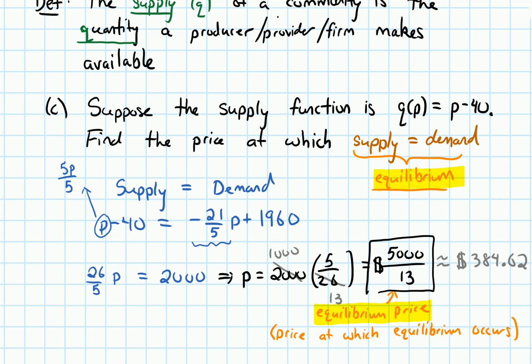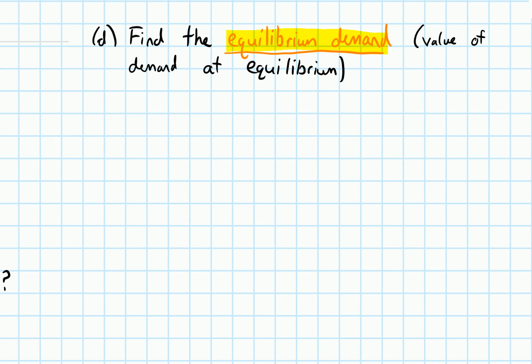So let's do another part to this example. In part D here, we want to find what's called the equilibrium demand. And that's the value of the demand. It's what the demand is at equilibrium. Okay, so at equilibrium, we know what P is. We found P already at equilibrium. It was 5,000 over 13. So if I know what P is, and I want to know what Q is, what the demand is, we can plug this in. We can plug this into the demand.